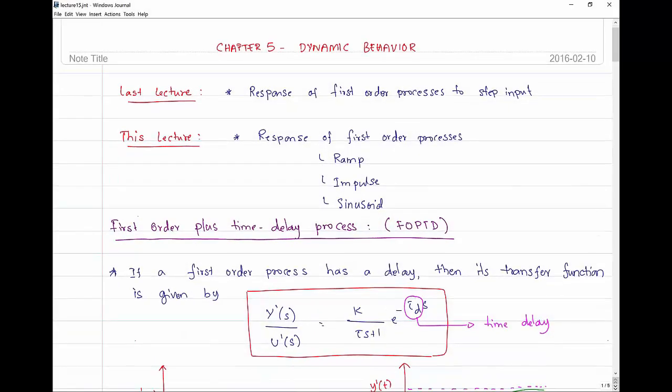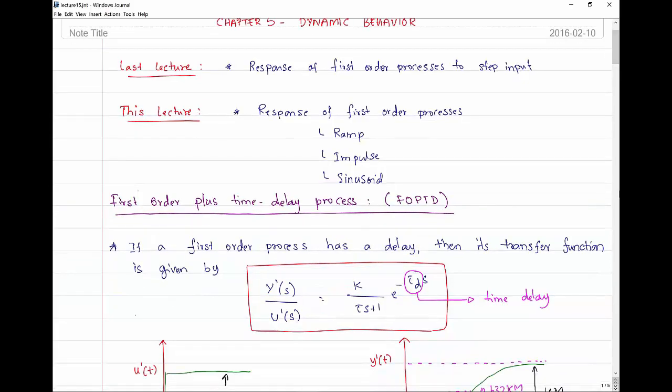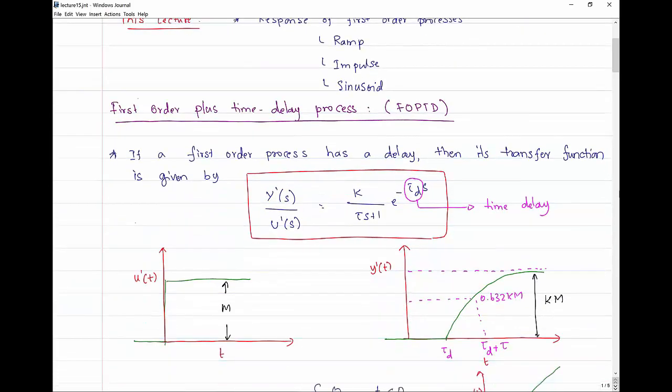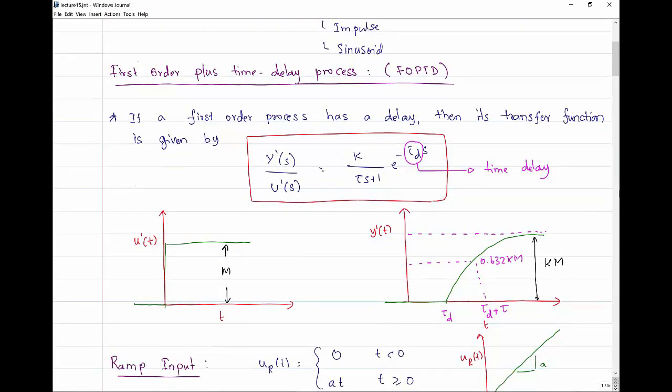In a first order plus dead time process, we're going to use the short form FOPTD to denote first order plus dead time processes. The transfer function is given by k over tau s plus 1 multiplied by an exponential factor e power minus tau d s, where tau d is the time delay. On the left-hand side, you have the ratio between the output Laplace transform and the input Laplace transform. You must always write the output Laplace transform in the numerator and the input Laplace transform in the denominator.